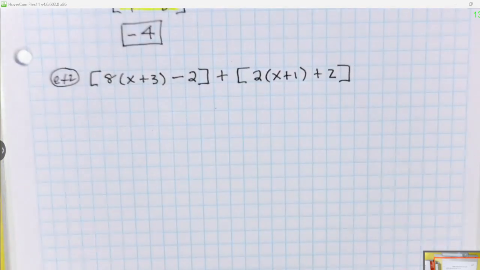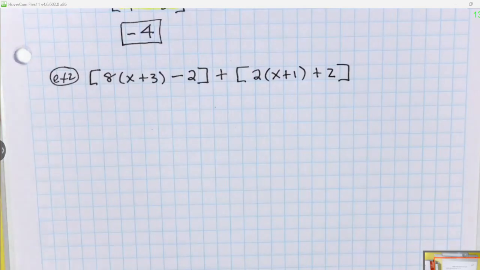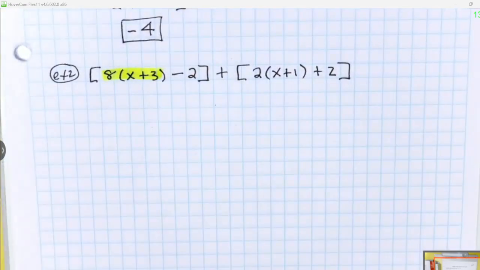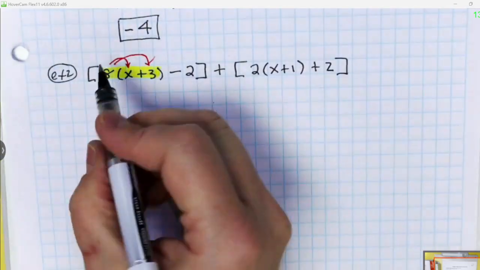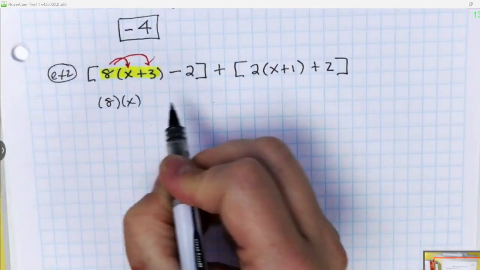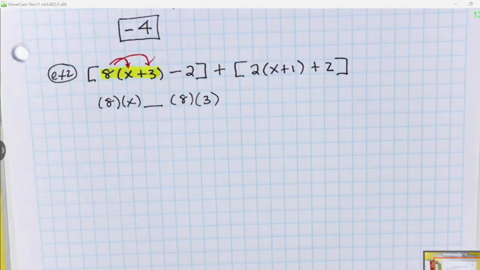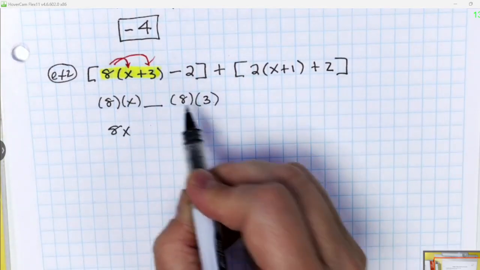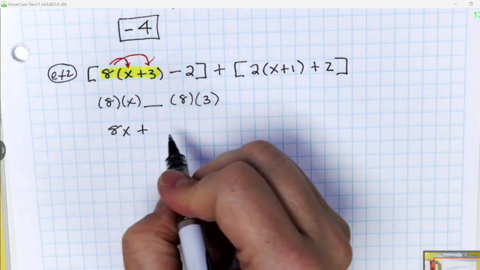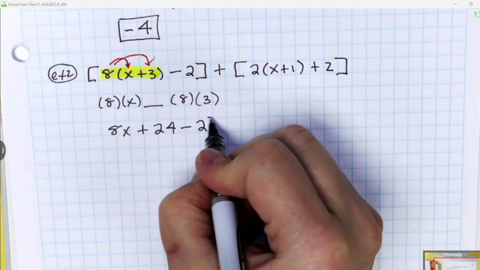Okay, so we're going to eliminate grouping symbols from the inside out. So inside these brackets, there is parentheses. So first thing you're going to do is get rid of those parentheses by distributing the 8. And you know how to do this already. So 8 times x, leave a space, 8 times 3, and everything's positive. So 8 times x is 8x. A positive times a positive is a positive. 8 times 3 is 24. And there's no more parentheses. Bring down the negative 2.